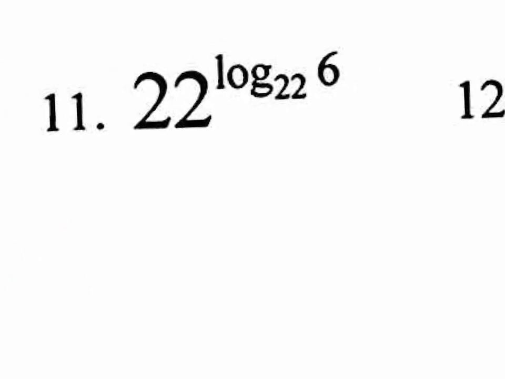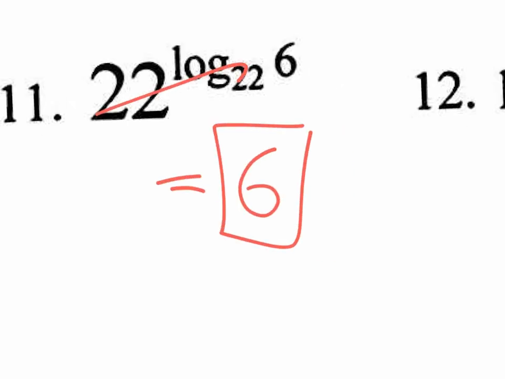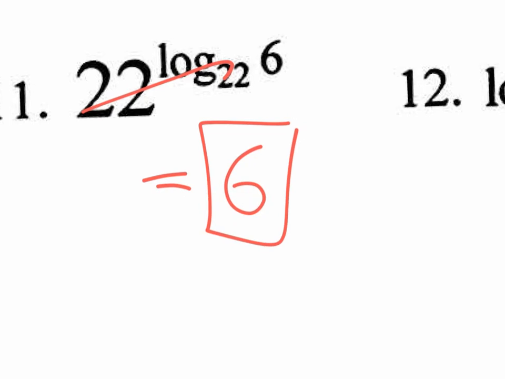2 to the log base 2 of 6, we already know cancels. What's your answer? 6. Piece of cake. 6 used to be an exponent, now it's just a regular 6.